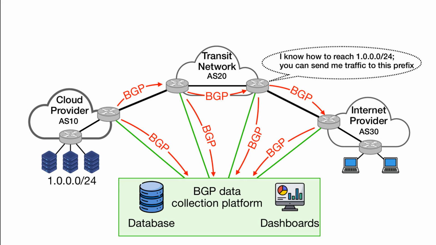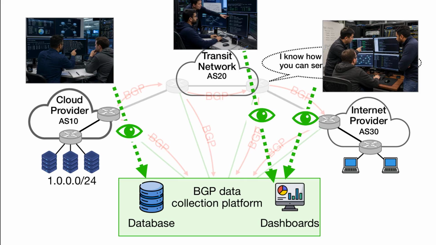And this is very useful. For instance, network operators in ASes 10, 20, or 30 now have access to this data and can use it for large-scale analysis and debugging of real-time but also past routing events.